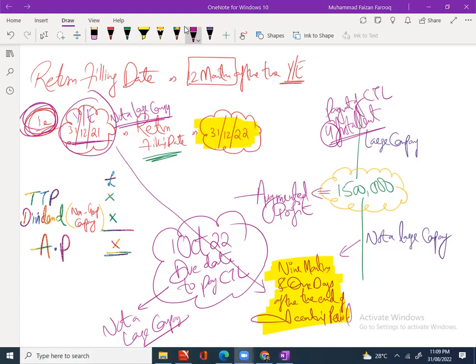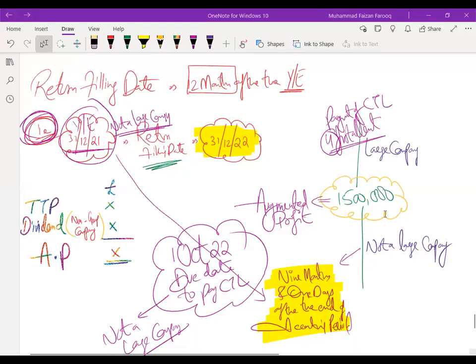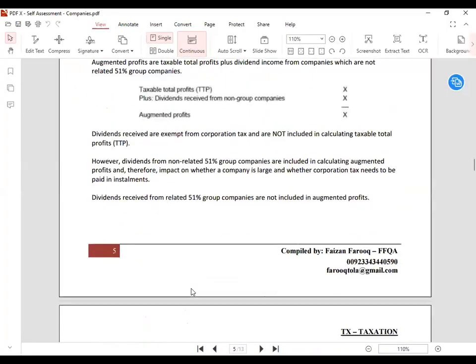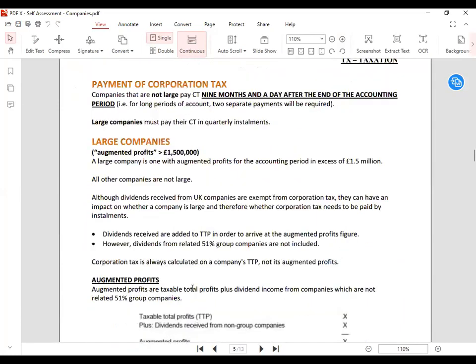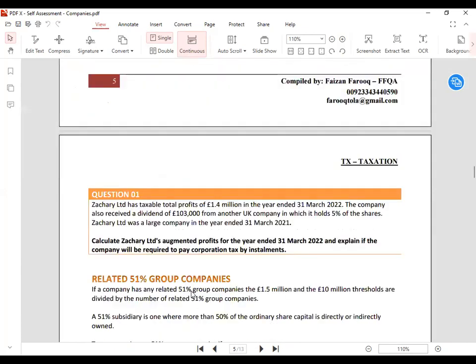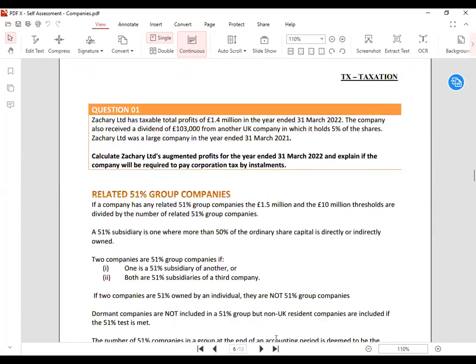Please note it down. What we discussed is for not large companies, but now we will move forward and discuss large companies. How to calculate AP? You have question number one. I need you to read it, please.